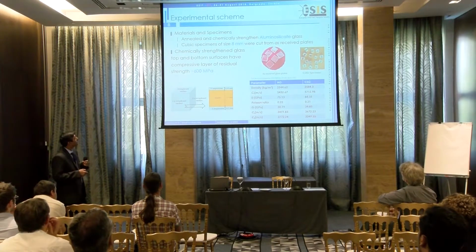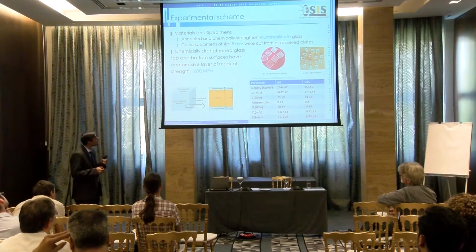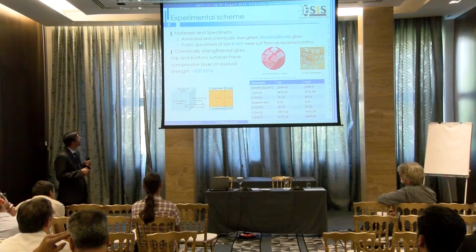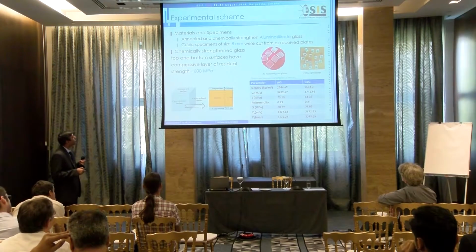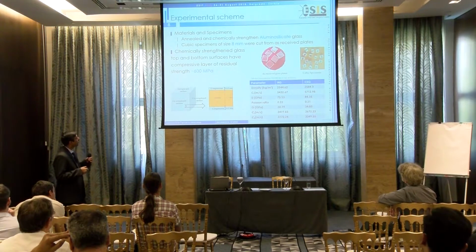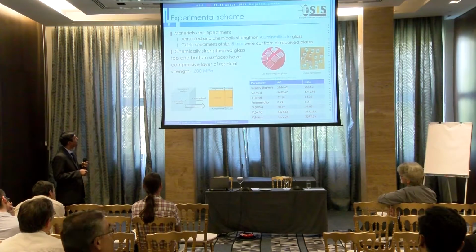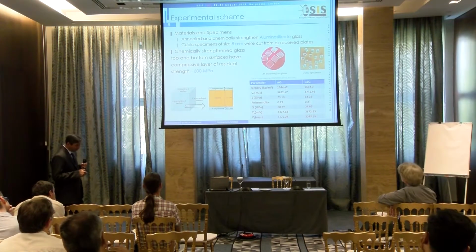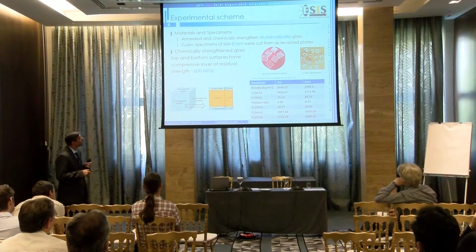So coming towards the experimental part, we have cut, ground, and polished cubic specimens of size 8 millimeter from the as-received glass plates: annealed and chemically strengthened aluminosilicate glass plates. The chemically strengthened glass plates which we have received have the chemically strengthened layer only on the top and bottom surfaces, with a layer depth of 115 micrometer and a compressive strength of 600 MPa. The table shows the measured bulk properties of both types of glass.